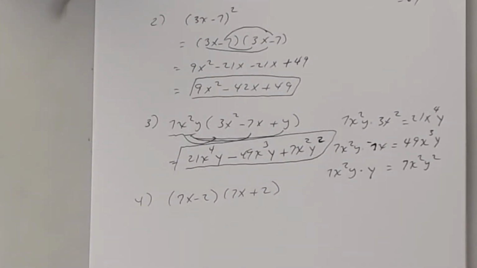All right. Number 4, suppose you had 7x minus 2 times 7x plus 2. How are you going to multiply that? Okay, you can FOIL because you're multiplying two binomials.